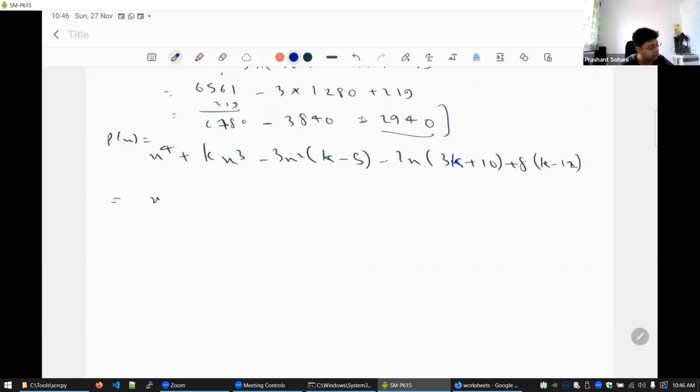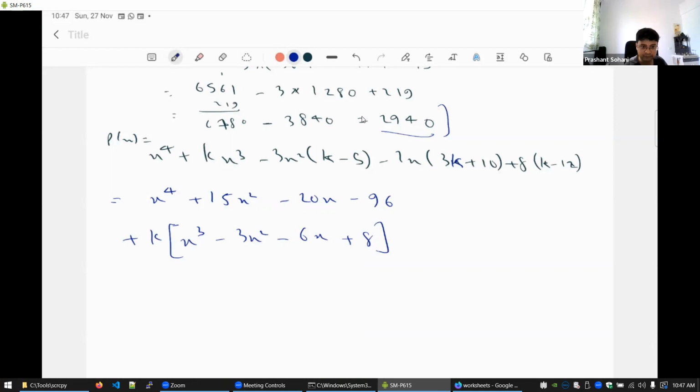Let's first write the part which does not have k. That will be x raised to 4 plus 15x square minus 20x minus 96. And note that you can now take k common out of everything else, so you can write k times what goes inside the bracket. So this is our polynomial p of x. Do you agree? Yes, sir.